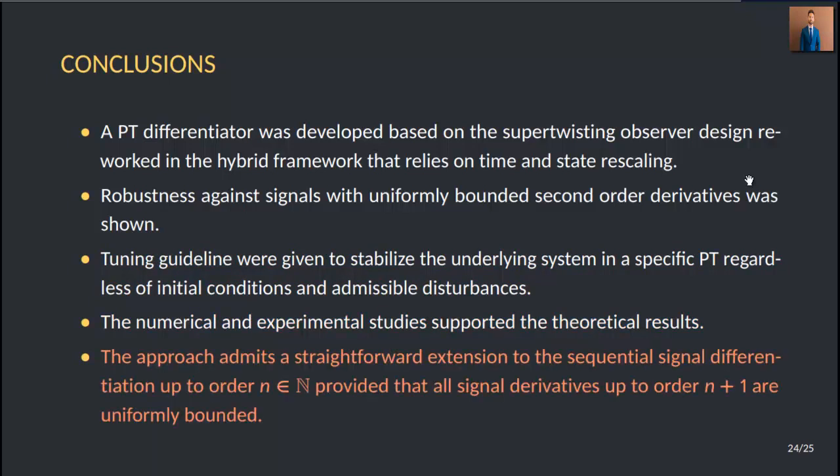The approach admits a straightforward extension to sequential signal differentiation up to the order n, provided that all signal derivatives up to the order n plus 1 are uniformly bounded.